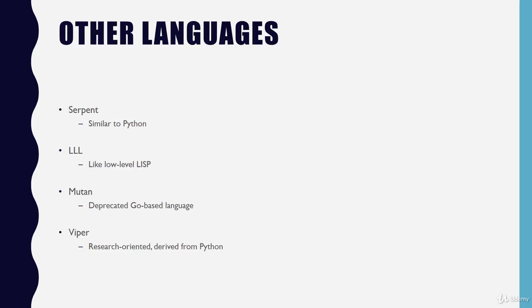Now there are other languages. There is, for example, Serpent, which is similar to Python. There is LLL, which is a little bit like low-level Lisp. Then there was Mutant, which is a deprecated Go-based language for Ethereum. And there is also Viper, which is more research-oriented.